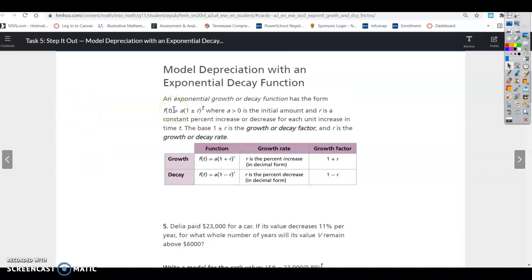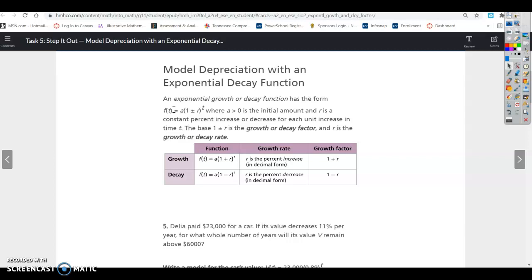Lesson 8.1. Model depreciation with an exponential decay function. This is task 5, your final task for this lesson. An exponential growth or decay function has the form f of t equals a times (1 plus or minus r) raised to the t power, where a is greater than 0 is the initial amount and r is a constant percent increase or decrease for each unit increase in time t.